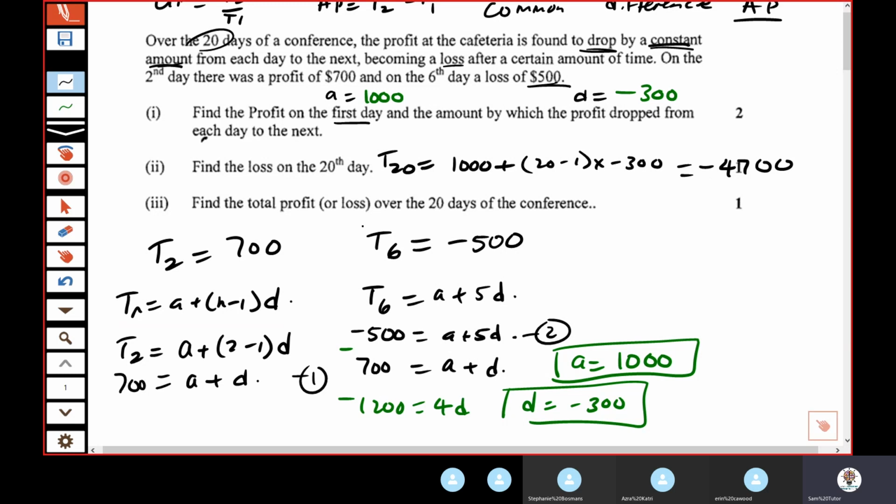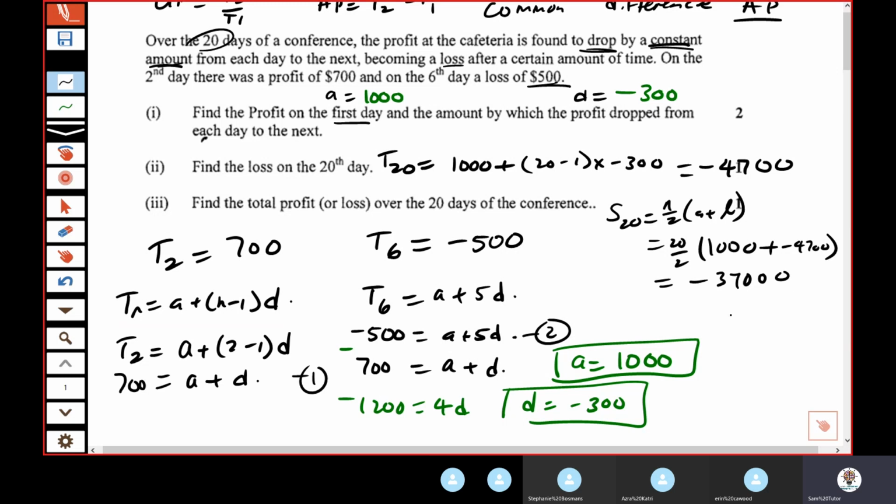All right, negative 4,700. Find the total profit or loss over the 20 days of the conference. What are you finding? S20. The formula again is, you could use the long one, but I'm not going to because I already have my last term. I'm going to use this one: N over 2, A plus L, the first term plus the last term. So N is 20, 20 over 2, A is 1,000 plus negative 4,700. Or you could have used the long formula. That gives you negative 37,000.